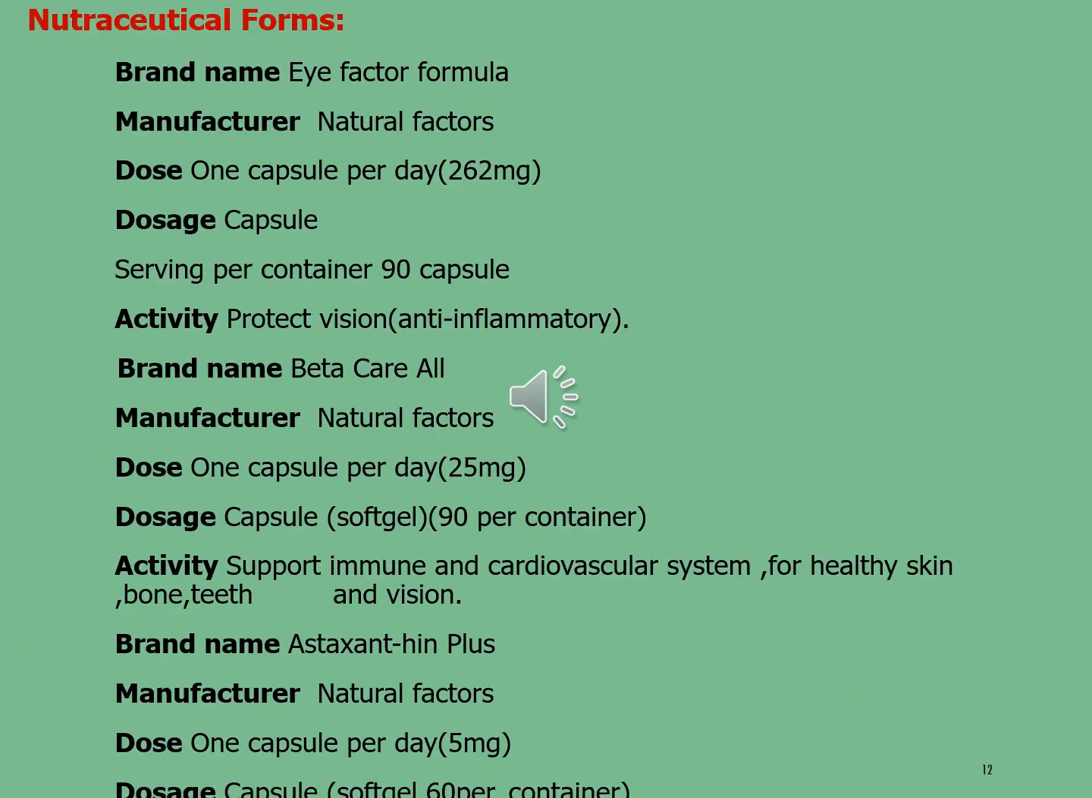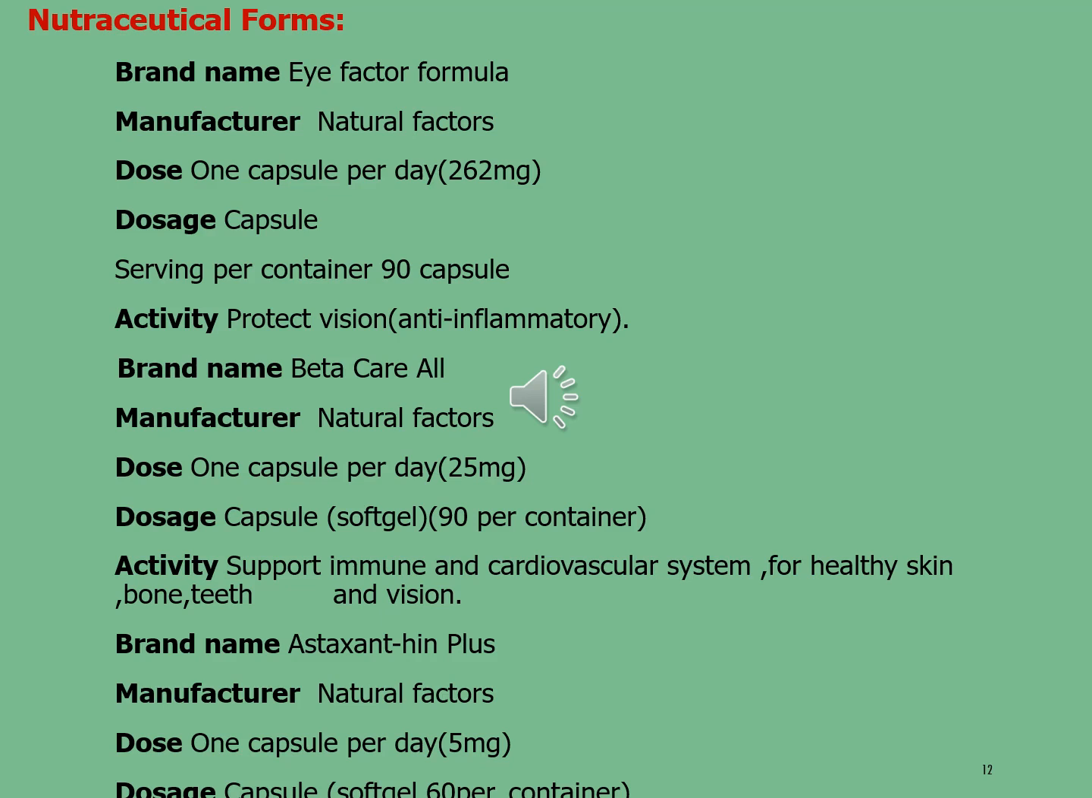Now we discuss some important pharmaceutical brands in which carotenoids are used as food supplements. The first brand is I Factor Formula, manufactured by Natural Factors, and its dose is 262 mg per day. It is formulated in capsule dosage form, serving per container 90 capsules. The activity of this brand is protective vision and anti-inflammatory.